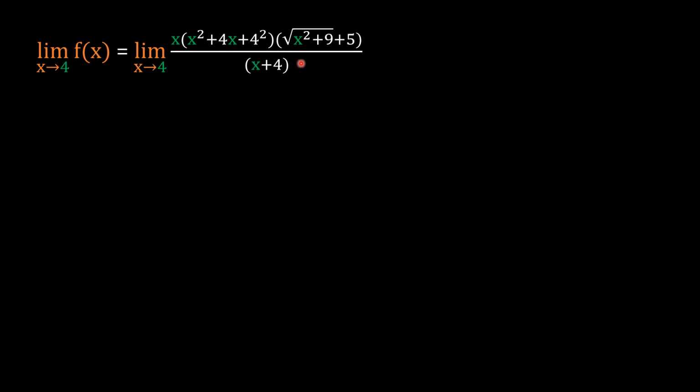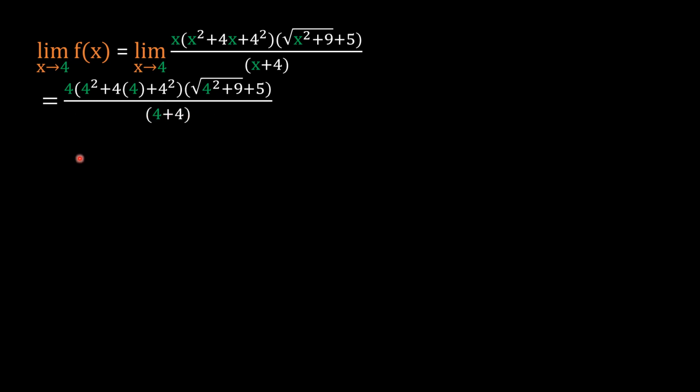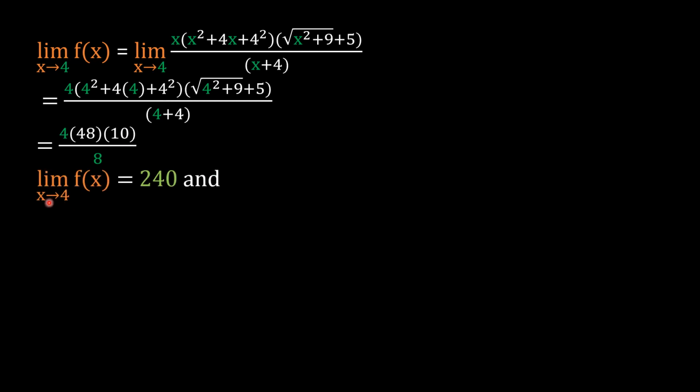We will solve this limit by replacing x by 4. We have replaced 4 in place of x. Now this bracket will be 48, this bracket will be 10, and this bracket will be 8. 48 divided by 8 will be 6. 4 multiplied by 6 will be 24. 24 multiplied by 10 will be 240. So the limit of f(x) as x approaches 4 will be 240.